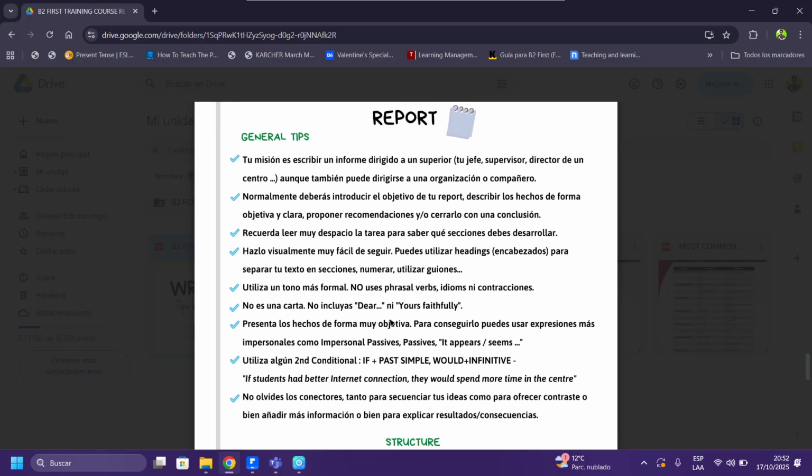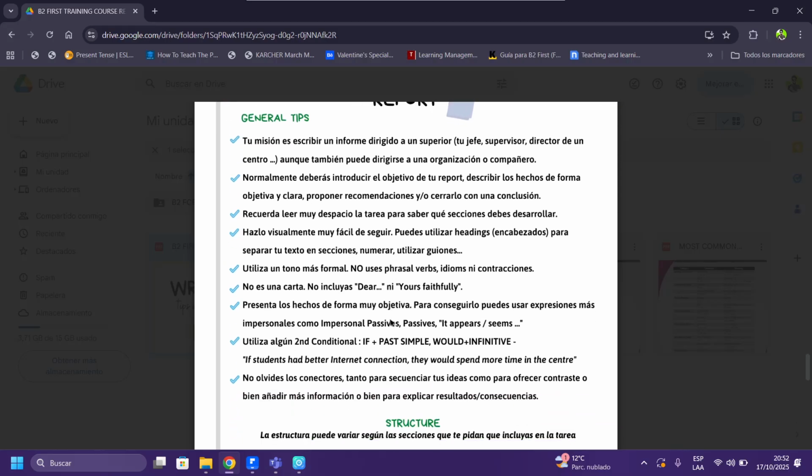As you can see here, we have some general tips on how to write a report. The aim is to describe the facts of your report in an objective and clear way, and you have to present recommendations or close with a conclusion. You have to read the task very carefully, because you're going to have a task, and you have to develop every single section very carefully.